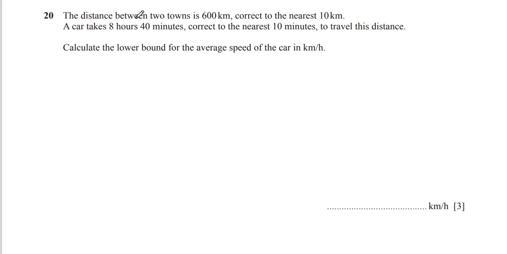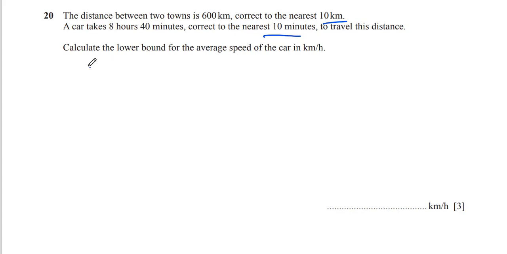The distance between two towns is 600 kilometers, correct to the nearest 10 kilometers. And the car takes 8 hours 40 minutes, correct to the nearest 10 minutes, to travel this distance. They are asking us to find the lower bound for the average speed.